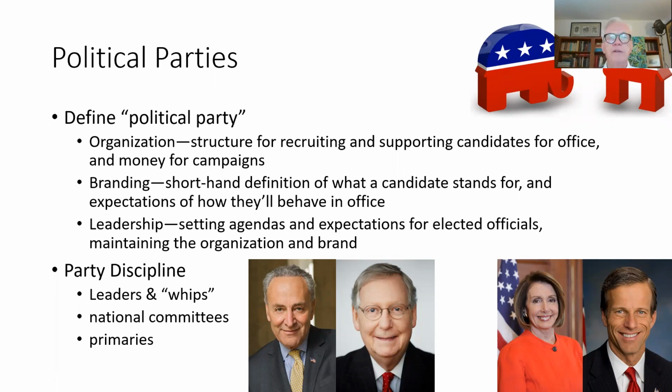Political parties have basically three kinds of functions, according to the book. That is, they organize, they find candidates for office, they field candidates in elections, they find money to pay for election and campaigning. Second thing is parties provide a certain kind of brand. That is, they give a shorthand definition of what a candidate stands for, what expectations are of how they'll behave in office, what kind of policies they'll stand for, what they will try to do when they're elected.